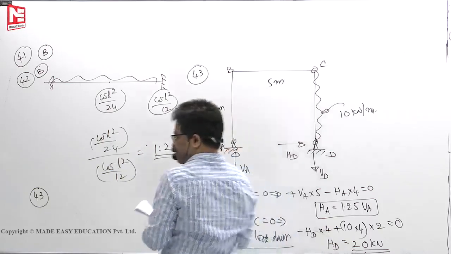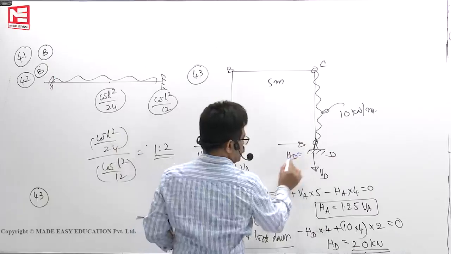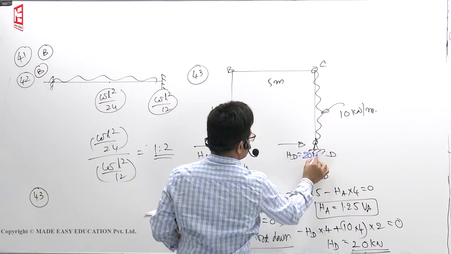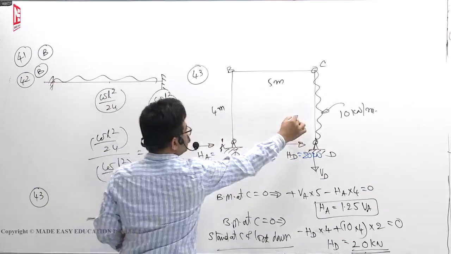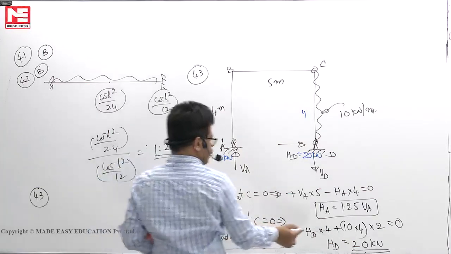So once HD value is found, HD is 20. HA, how much should it be? 10 into 440 means it has to be 20. What's the vertical reaction at A?